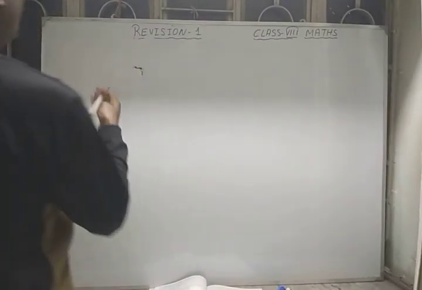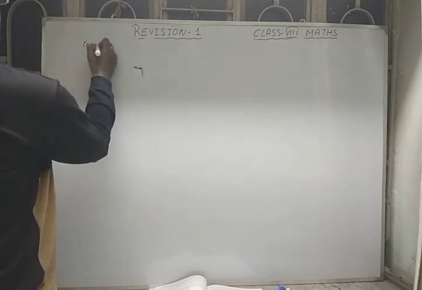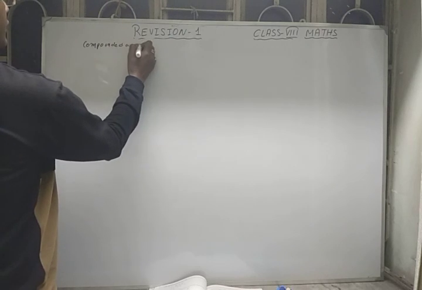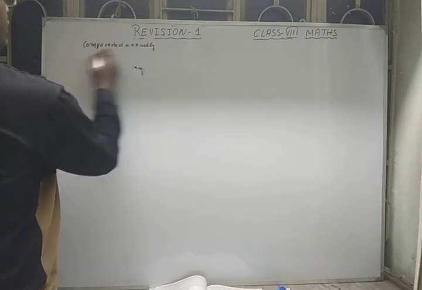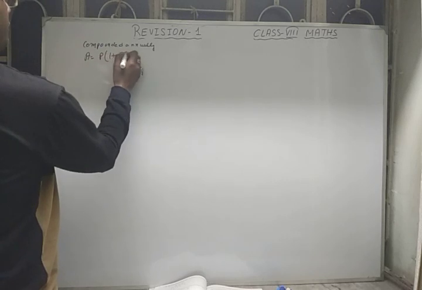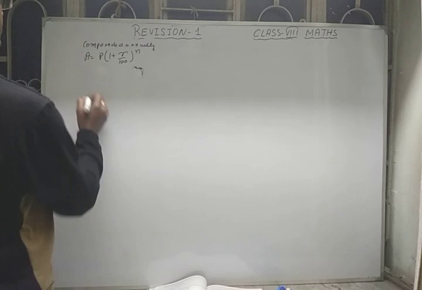So I will show you the formula first. First, compounded annually: amount equals P into (1 plus R by 100) whole to the power n is the formula.